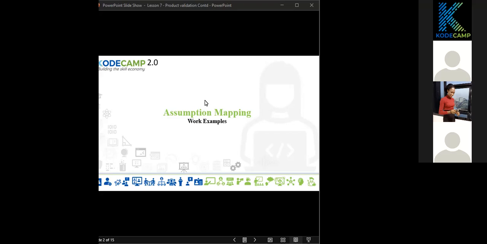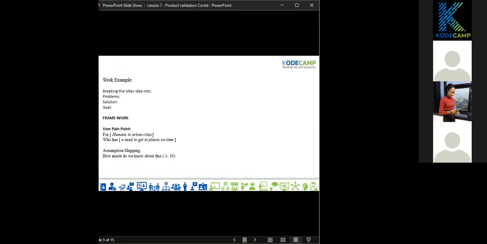So, assumption mapping. Two classes before, we made mention of Uber. We had a class discussion on Uber, and I felt it would be awesome to go back to Uber since every one of us could relate to it. So here's a worked example. We're breaking the Uber idea into problem, solution, and goal, literally.